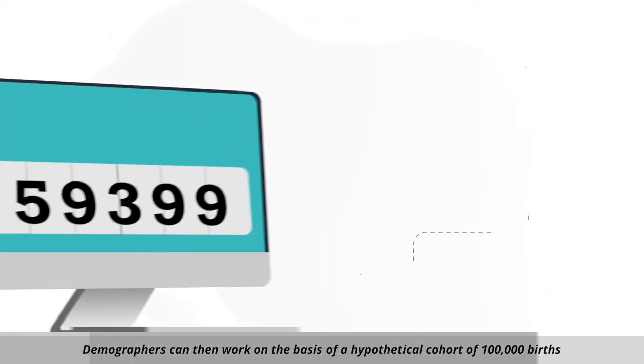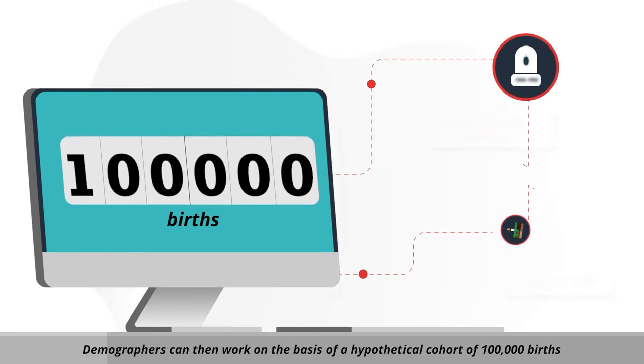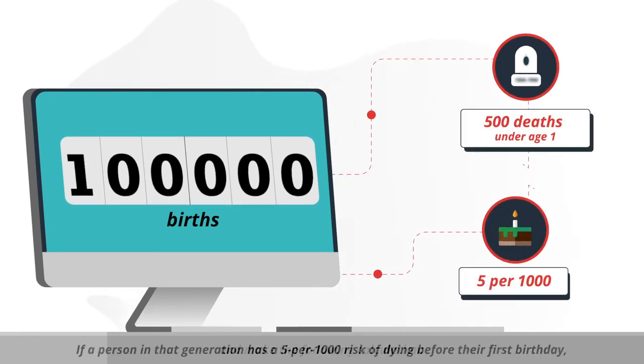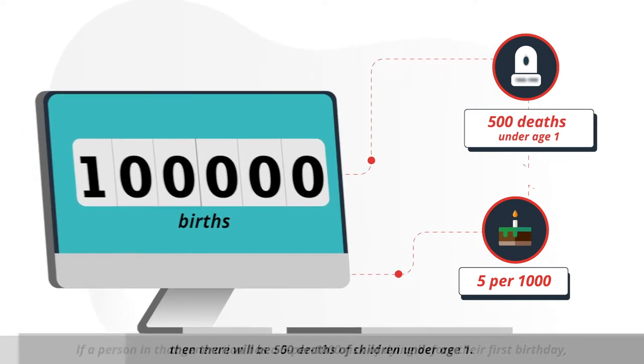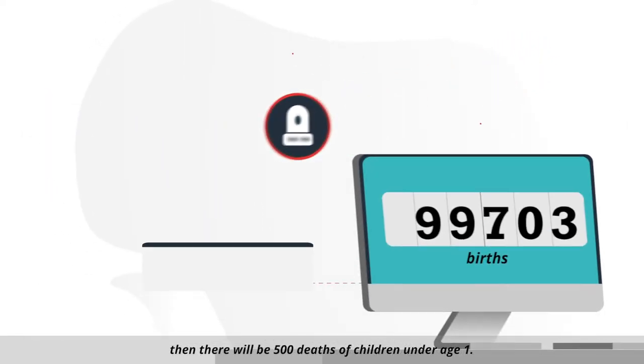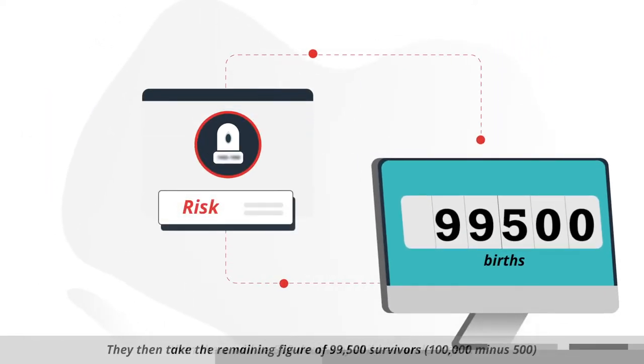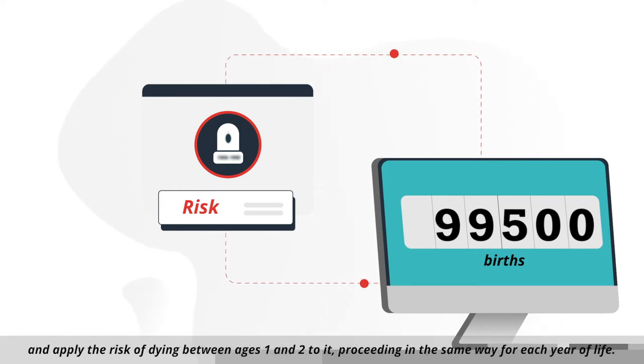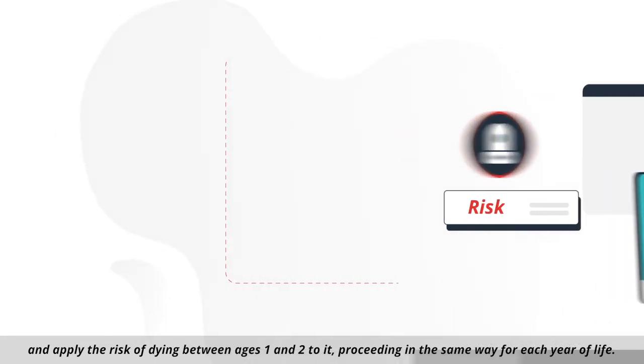Demographers can then work on the basis of a fictional generation of 100,000 births and make the following calculation. If a person in that generation has a 5 per 1,000 risk of dying before their first birthday, then there will be 500 deaths of children under age 1. They then take the remaining figure of 99,500 survivors, 100,000 minus 500, and apply the risk of dying between ages 1 and 2 to it, proceeding in the same way for each year of life.